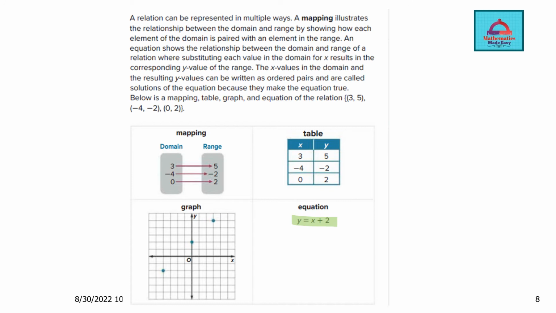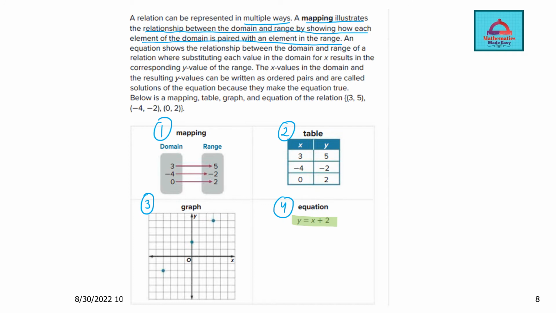Number one form is the mapping form. Number two form is the table form. Number three form is the graph form, and number four is the equation form. So a relation can be represented in multiple ways. A mapping illustrates the relationship between the domain and range by showing how each element of the domain is paired with an element of the range.